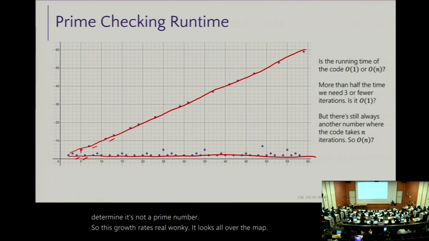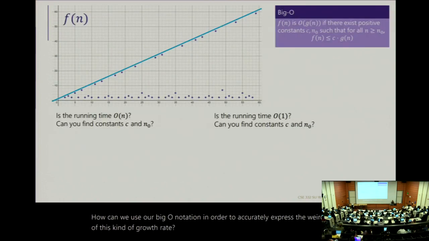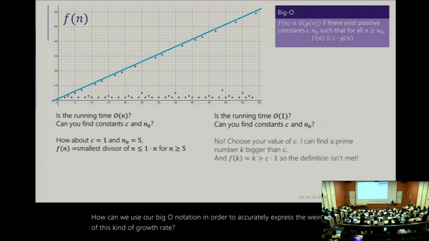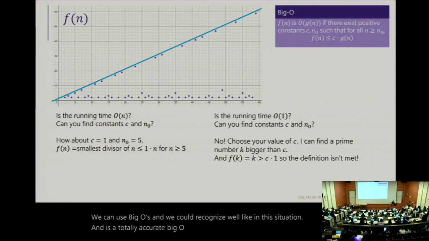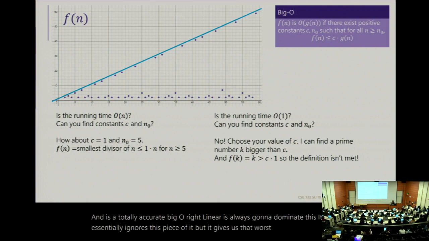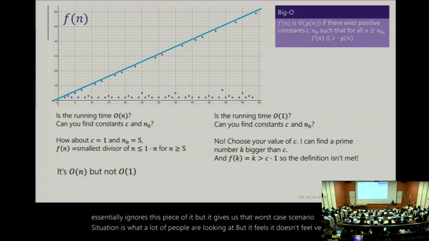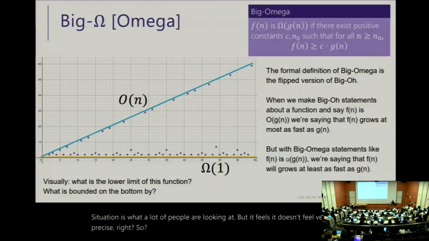How can we use our big O notation in order to accurately express the weirdness of this kind of growth rate? Well, we can use big O and we can recognize that in this situation, n is a totally accurate big O, right? Linear is always going to dominate this. It essentially ignores this piece of it, but it gives us that worst case scenario situation, which a lot of people are looking at. But it doesn't feel very precise, right? So big O isn't everything.